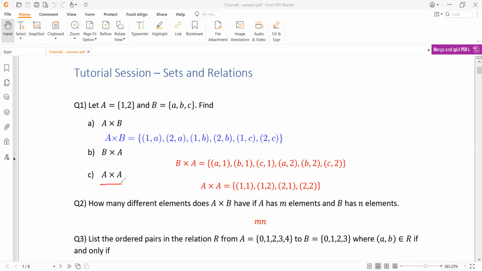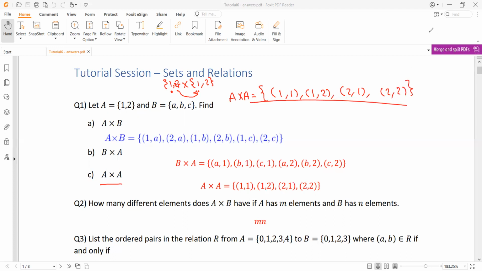So the Cartesian product of A, which means I'm gonna do the Cartesian product between A and itself. So set of pairs, one paired with itself, and one paired with 2, and 2 paired with 1, and 2 paired with 2. Okay, guys? Okay, great. So this was question number 1.